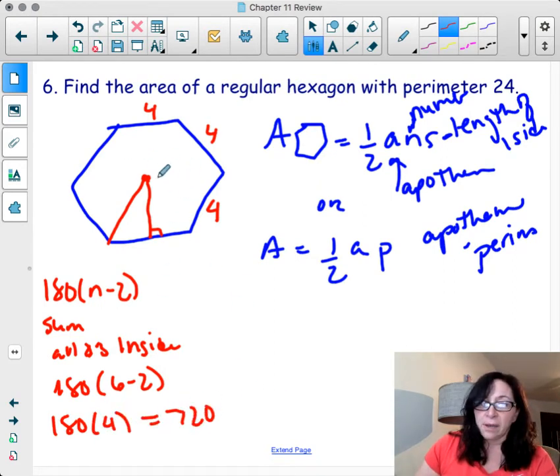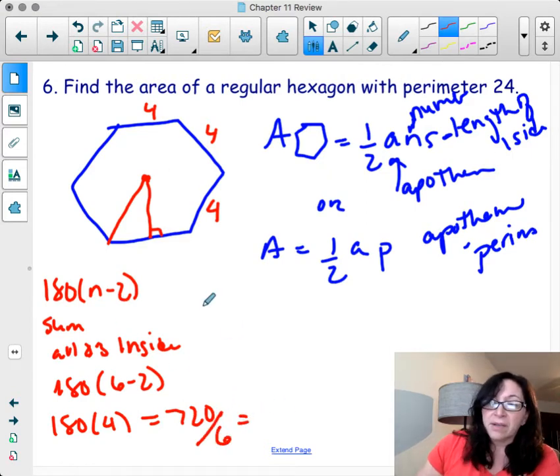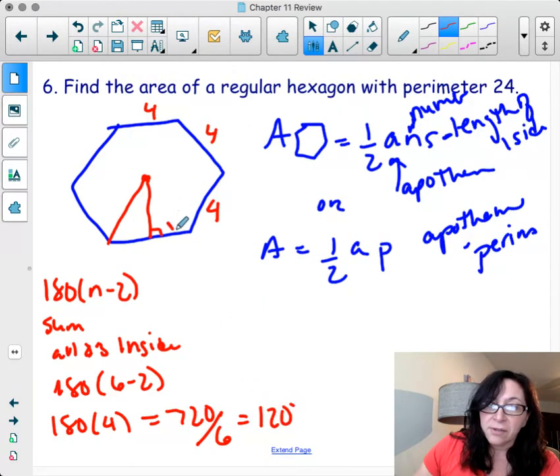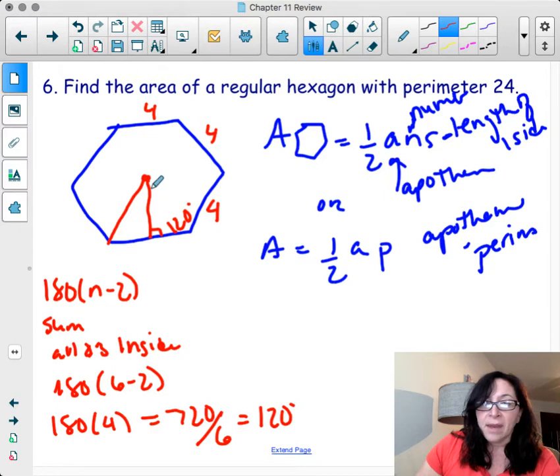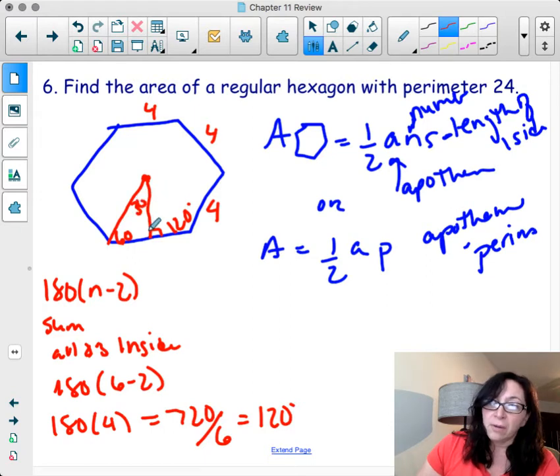So that's the sum. So I would then take 720 and divide it by 6, because then I get each angle, and that actually is 120 degrees. So there's 120 degrees. And again, if I cut that in half, that becomes 60. And again, it's a 30, 60, 90 right triangle. Okay, so let's see here. That's 4. That's 4. That makes this 2. So a, that's going to be 4. And then my height here, my apothem, is going to be, what is that? 2 root 3.